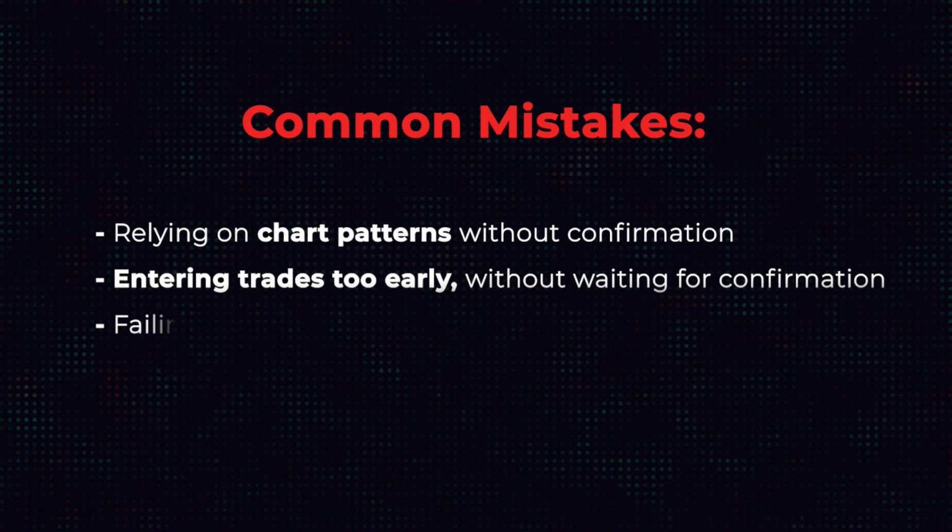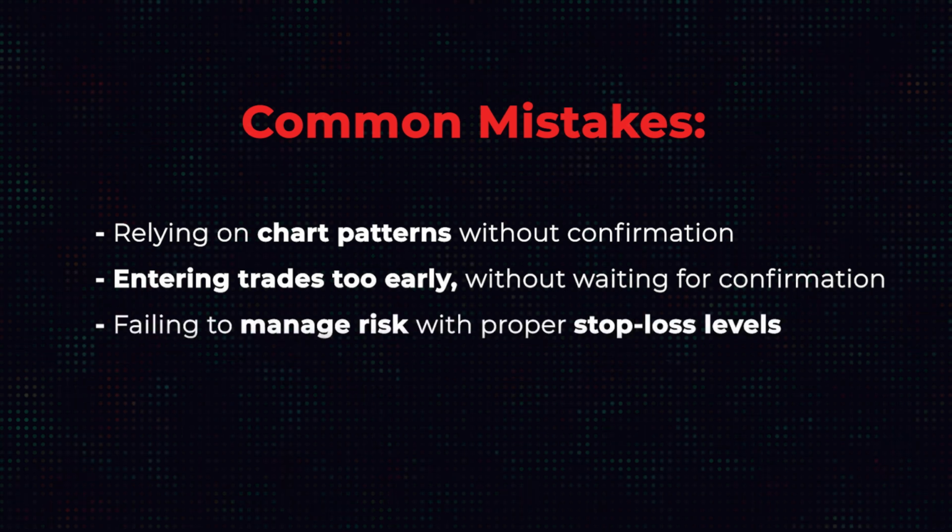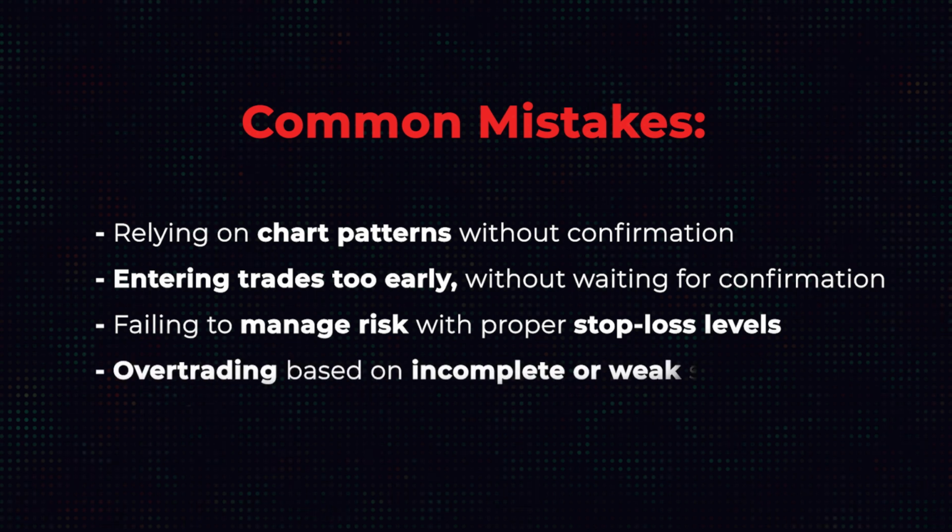Another mistake is failing to manage risk by not setting proper stop loss levels or ignoring key signals like volume, which helps confirm the strength of a breakout. Overtrading based on incomplete or weak signals can also increase the risk of losses. To reduce the chances of making these mistakes, it's important to combine chart patterns with other indicators to confirm the breakout and the direction of the trade.